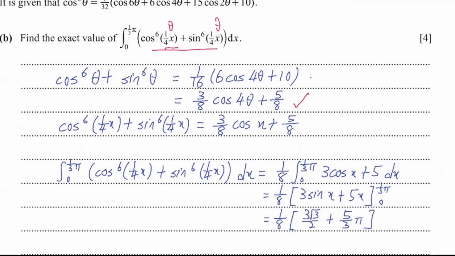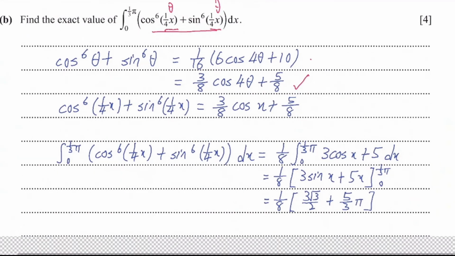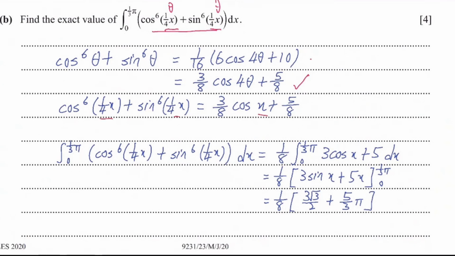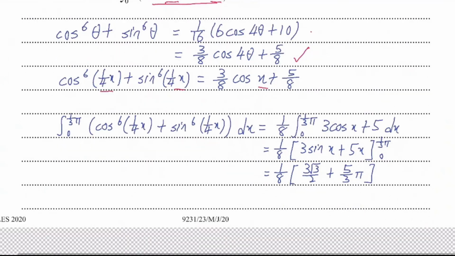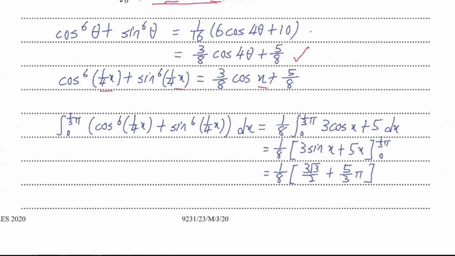Now because they want to look for the 1 over 4 x, we just sub in 1 over 4 x into that relationship here. After that, we want to integrate, so we are integrating this 3 over 8 cos x plus 5 over 8 only. Just integrate as usual from here. Then later on we sub in all the values from there, and we can get this value here.